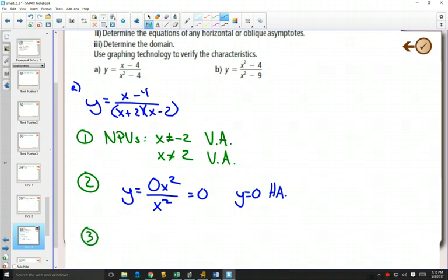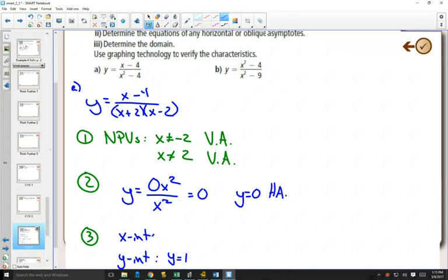Our third step, we looked for x-intercepts and y-intercepts. We always started with the y-intercept, so I'll do that one first. Our y-intercept is when x is 0. Can you see that you would get -4 over -4? So our y-intercept is at 1.